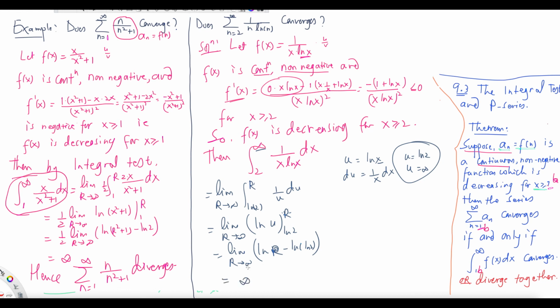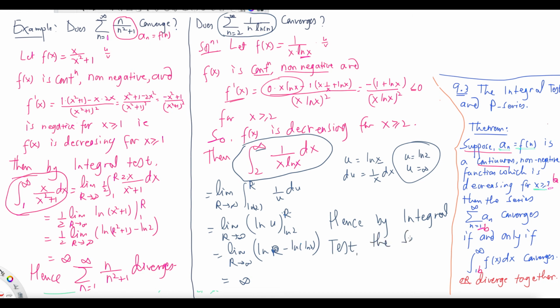This is again becoming infinity. So this integral diverges. This integral diverging means that the series must diverge as well. Hence, by the integral test, the series summation n equals 2 through infinity of 1 over n natural log of n diverges.